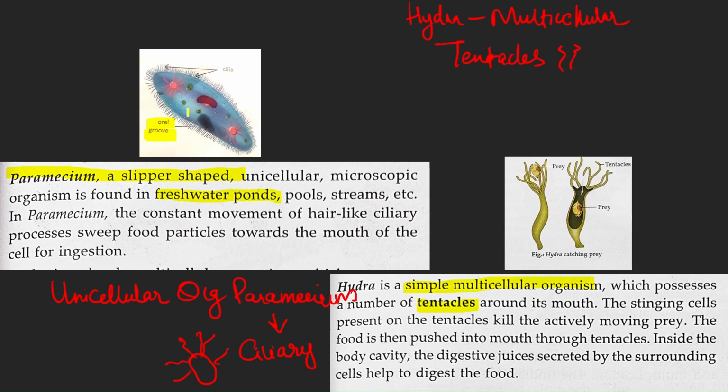So here, paramecium is unicellular with ciliary hair-like structures, and Hydra is multicellular with tentacles. So these two organisms are discussed here.